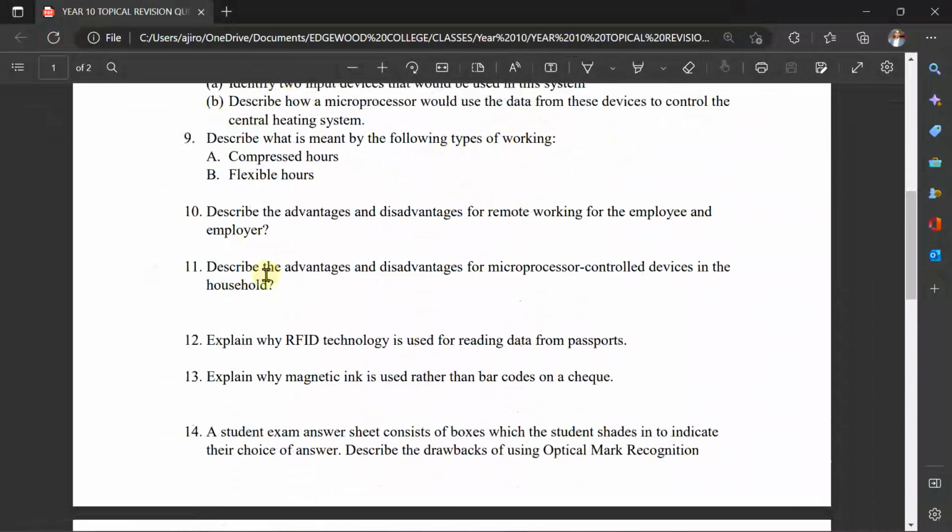Describe the advantage and disadvantage for microprocessor controlled devices in the household. Now we have to look at the advantage and disadvantage of using this MCD, which is your microprocessor controlled devices in the home. Okay, and we have two types, two groups of these microprocessor controlled devices. Okay, so it's important that we acquaint ourselves.